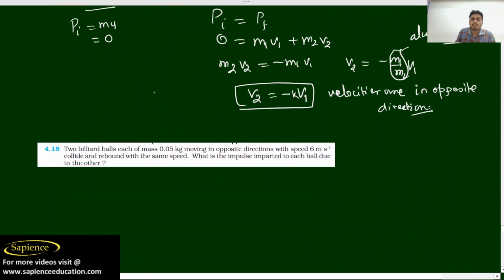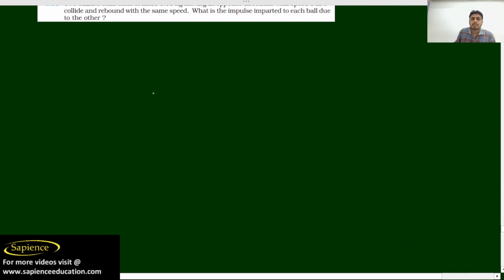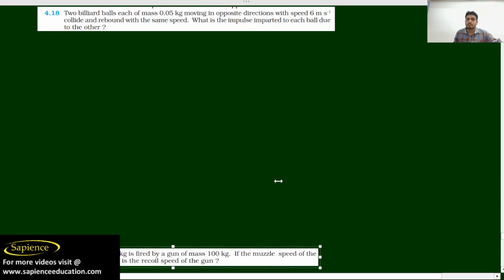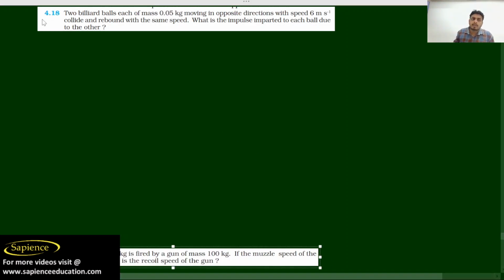Now let us solve another question, that is 4.18. Now what the question is asking: two billiard balls, each of mass 0.05 kg, moving in opposite direction with the speed of 6 meter per second, collide and rebound with the same speed. What is the impulse imparted to each of the balls?